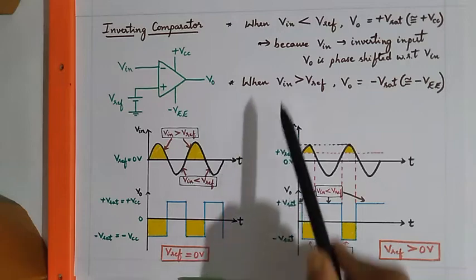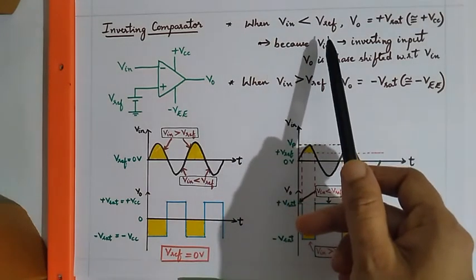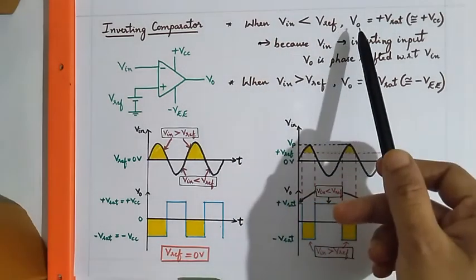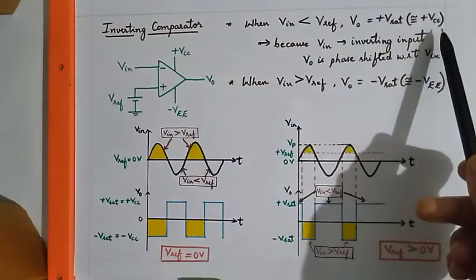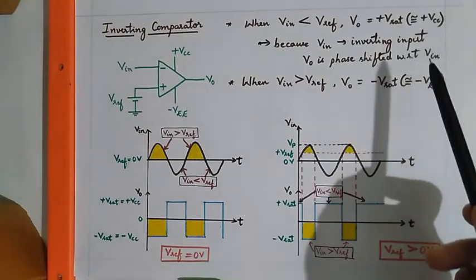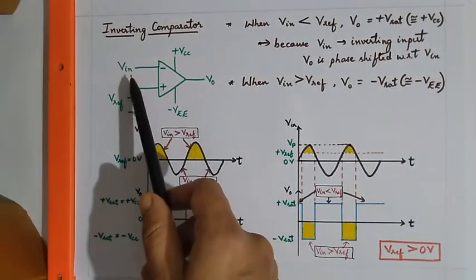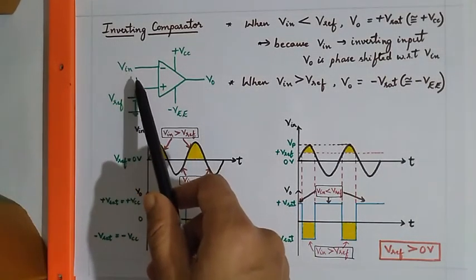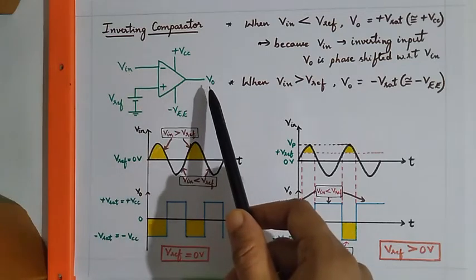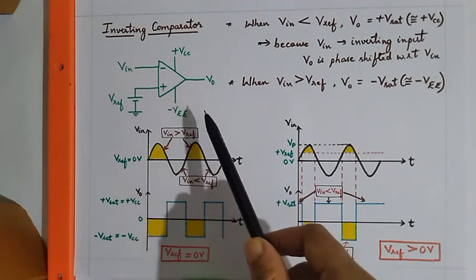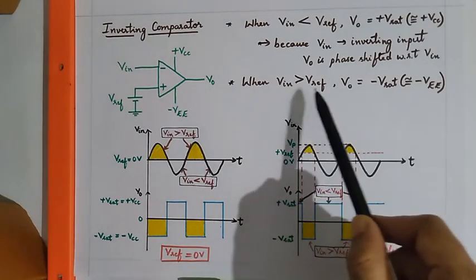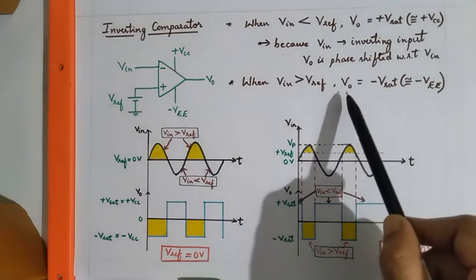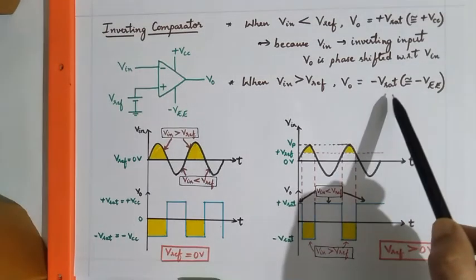When the input voltage is less than the reference voltage, then V0 is equal to plus V saturation, which is approximately plus VCC. Here, since the input is applied to the inverting terminal of the op-amp, the output is phase shifted with respect to the input voltage, and when Vin is greater than the reference voltage, then the output is minus V saturation.